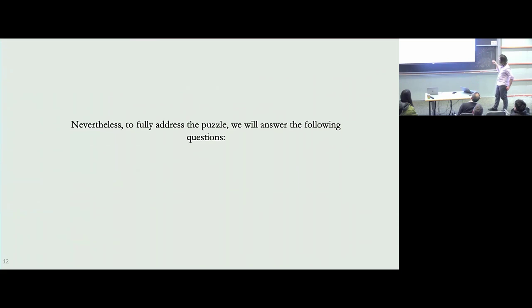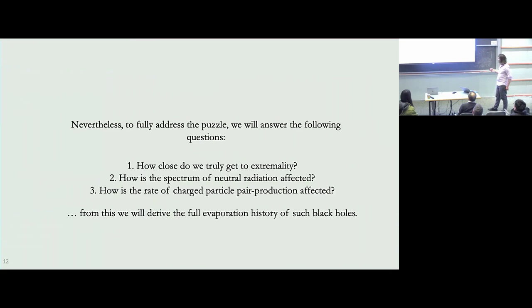So for that, we will answer the following questions. One, how close do we truly get to extremality? So previously it seemed that we were getting exponentially close, but is that really true? Two, how is the spectrum of neutral radiation affected by these quantum gravity effects? And how is the particle pair production rate affected? And from all these answers, we will derive the full evaporation history of such black holes.